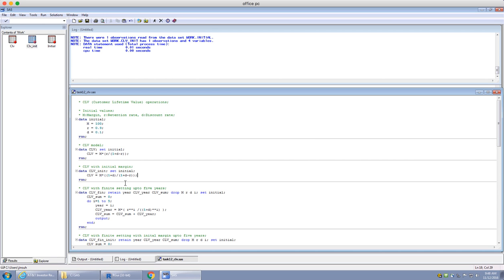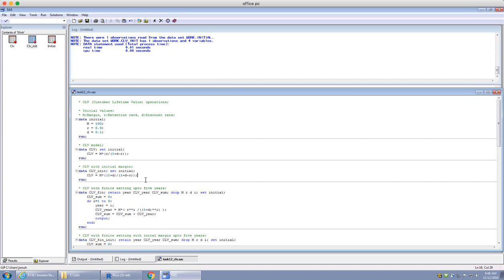Okay, so calculating a simple CLV value isn't too complicated on SAS. You probably noticed that it's just providing the formula and using the data step, so it's fairly easy to do this.